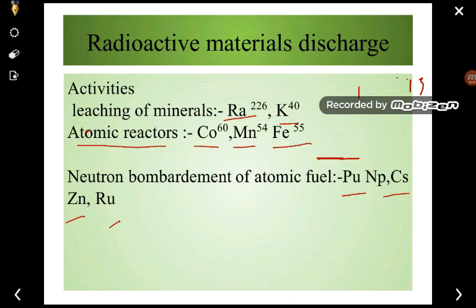Now the last one is control and measurement. What all measurement precautions we must take comes under control and measurement. So with this we have completed the topic of radioactive waste.